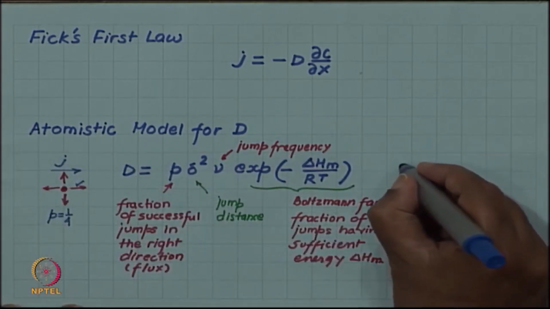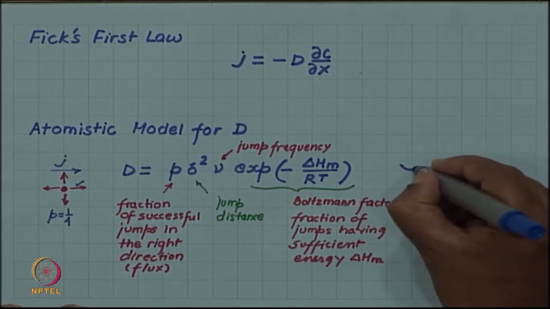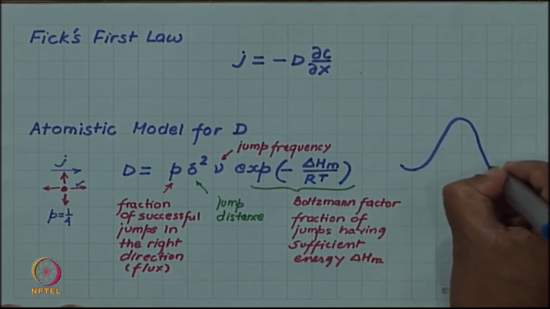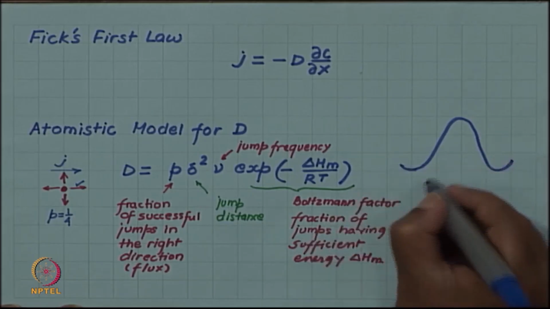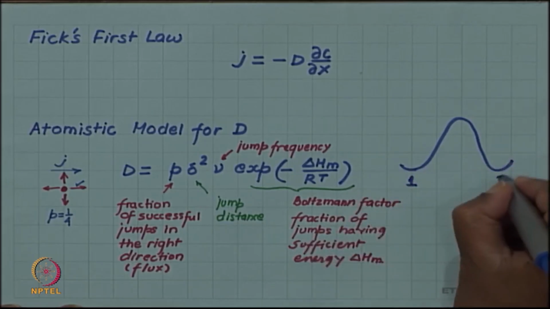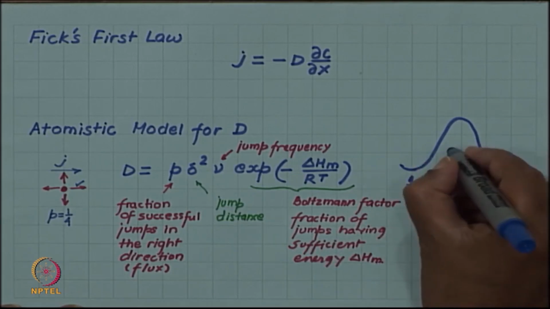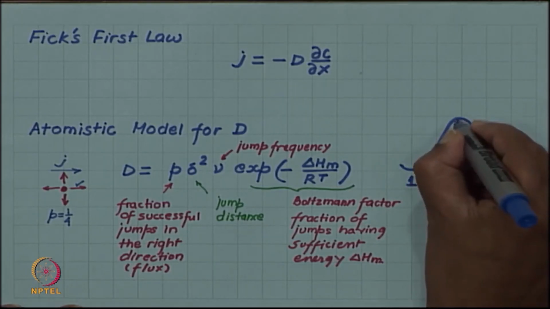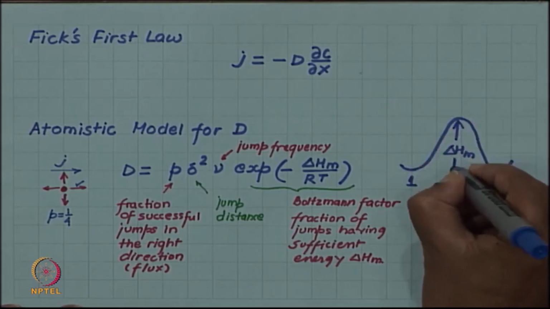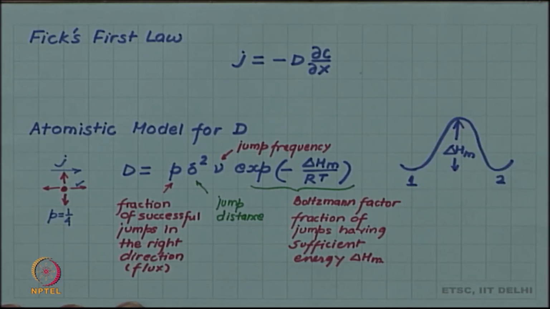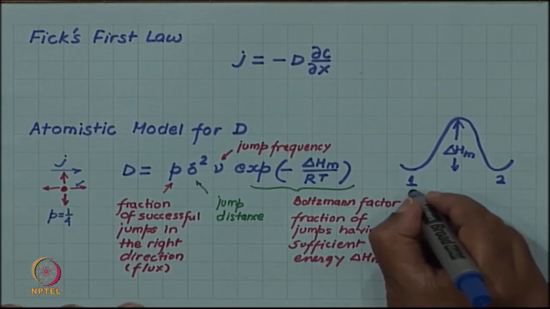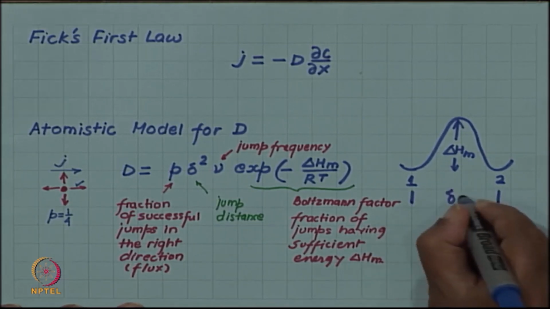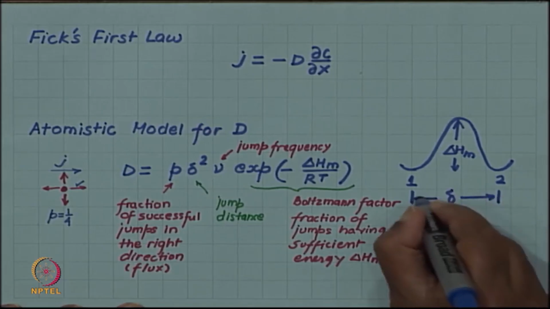You recall the energy picture we had. So, if this is site 1 and then the atom wants to jump to site 2, then we said that there is an energy barrier because it has to displace surrounding atoms. So, that is delta H m, and the distance from one side to the other side is the jump distance delta.